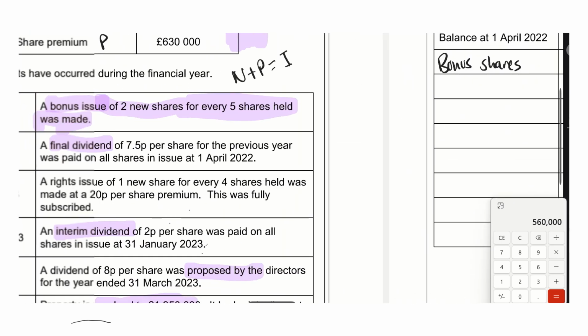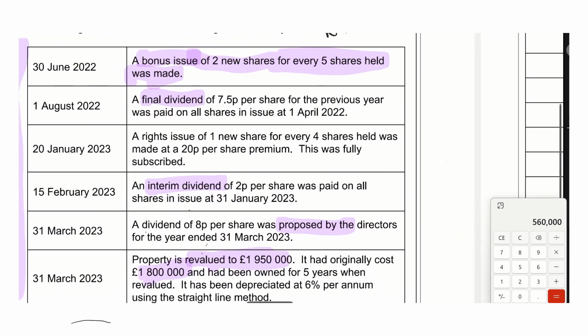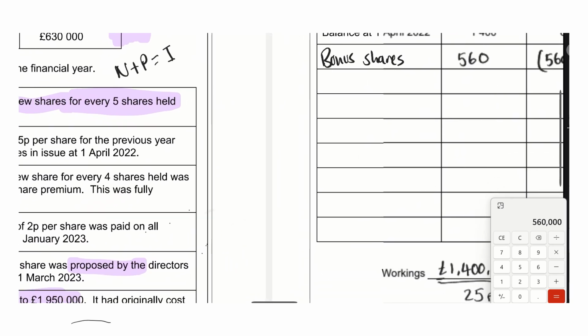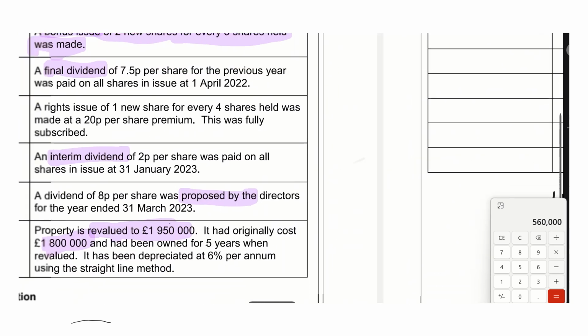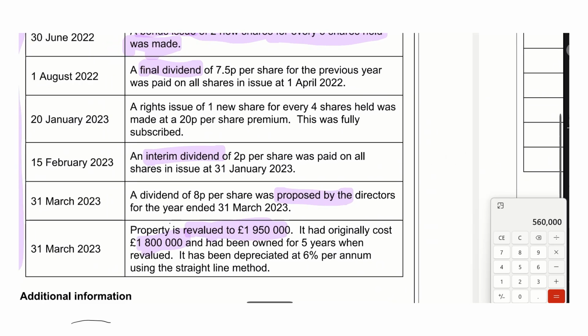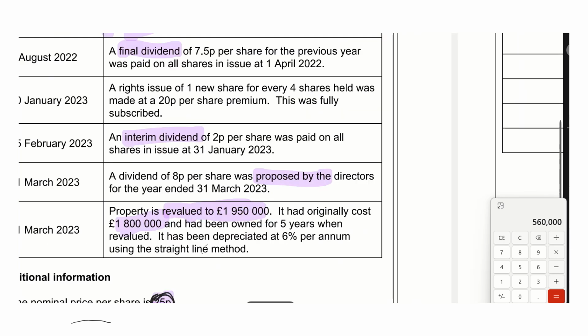Let's have a look at the next adjustment. The next adjustment refers to a final dividend. I'm going to do the working for the dividend on the working page, but I'm not going to put it in the statement of change in equity until the end, because we've got 3 different dividends to deal with. We want to put them on one row, not on separate rows. We want just one row with the overall dividend that is paid for that year.